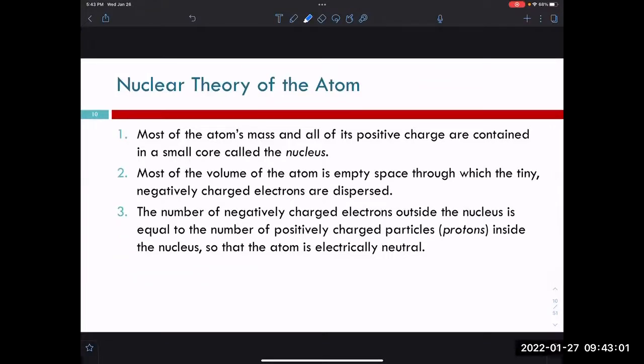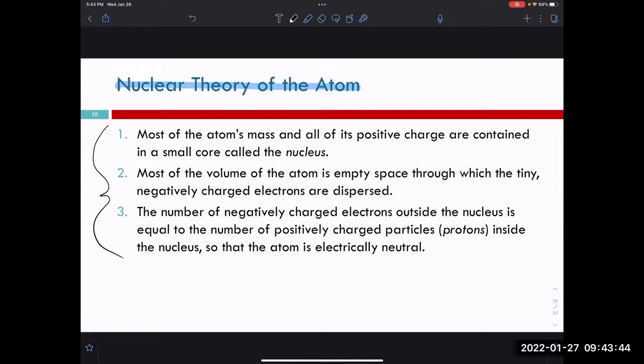So then we got the nuclear theory of the atom. You should know these ones. Most of the atom's mass and all of its positive charge are contained at the center of the atom, in the nucleus. Most of the volume of the atom is actually empty space. It's so much empty space inside of each atom that if there was no repulsion between atoms, you could just pass through anything. And then the electrons are dispersed around in that empty space.